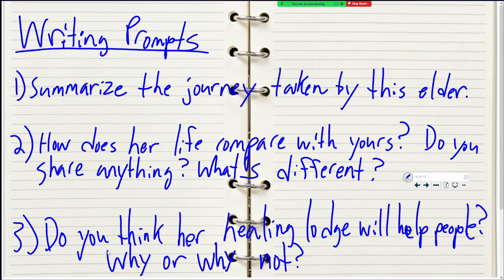So let's say you read this. Oh, it's a writing prompt, and it's about an elder who has a healing lodge. I like that. I'm going to read that article. But before I read the article, I'm going to review the questions. And the questions are, number one, well, they're not really questions, but they're writing prompts. Number one is summarize the journey taken by this elder. Number two, how does her life compare with yours? Do you share anything? What's different? Number three, do you think her healing lodge will help people? Why or why not? So let's keep those three ideas and prompts in our minds as we read this article together.